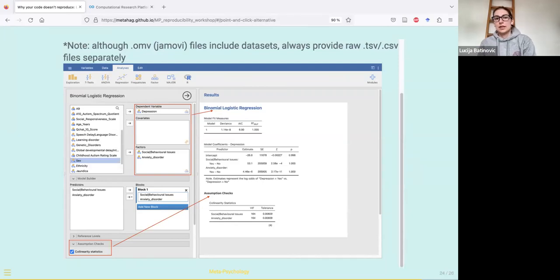But still, even though you have the data sets in the same file, the actual raw data sets should be separately provided as a CSV or something else.